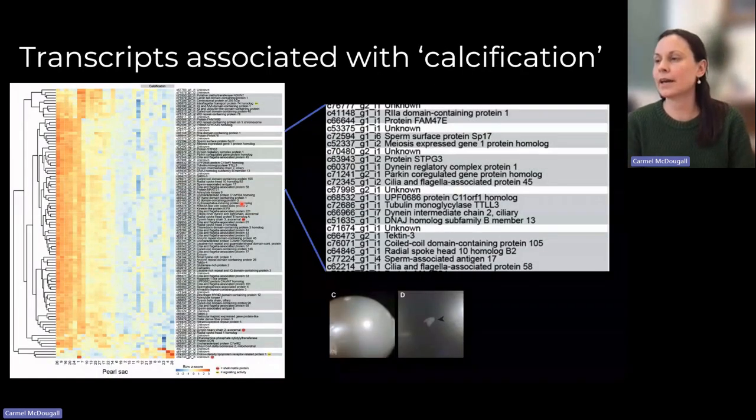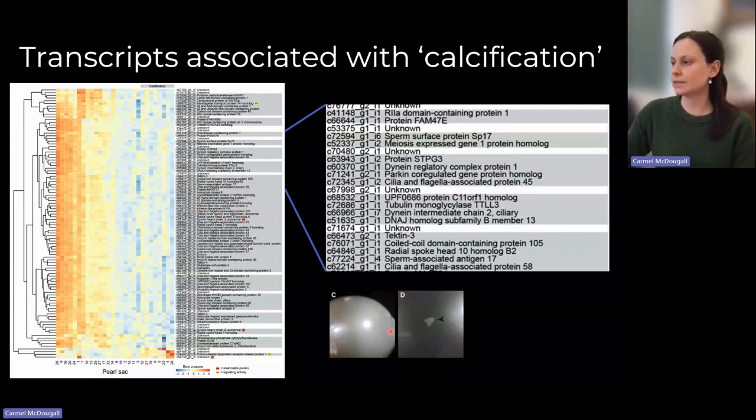Our surprising result came from the pearls that had this calcification defect. So we found a really large number. This is just a subset of the genes that were differentially expressed between calcified pearls, which are over here on the right-hand side, and pearls that didn't show this calcification defect. And when we looked into what these actually were, we got a bit of a surprise because many of these genes were actually annotated as being involved in cilia formation. And that seemed a little bit odd.